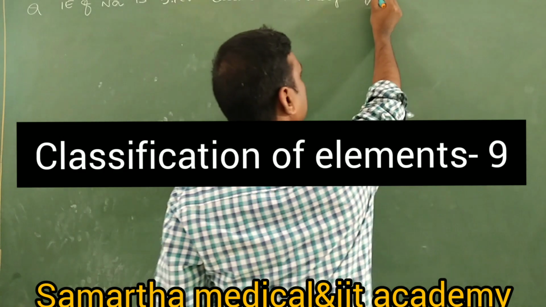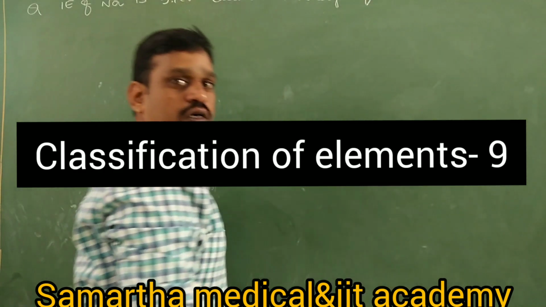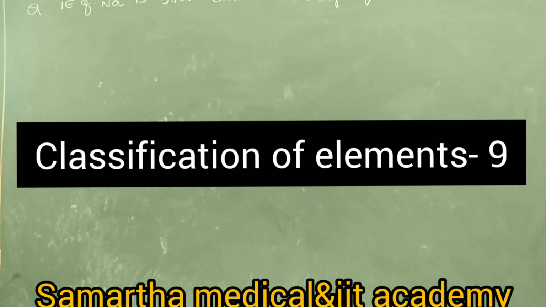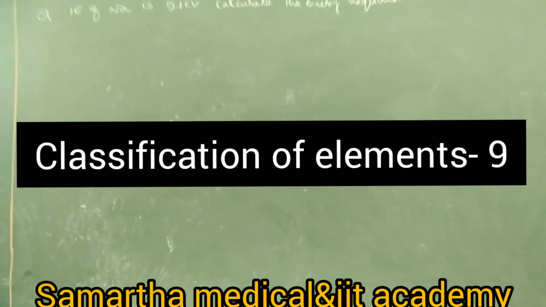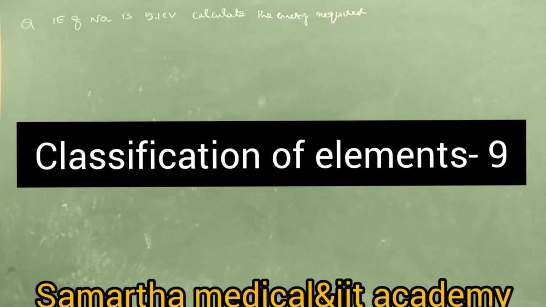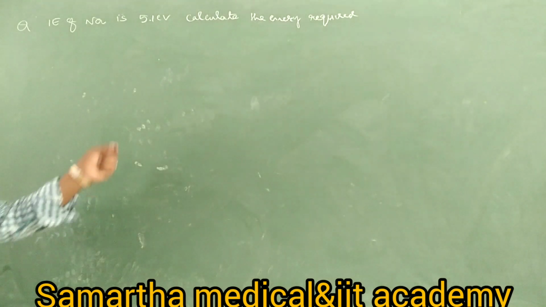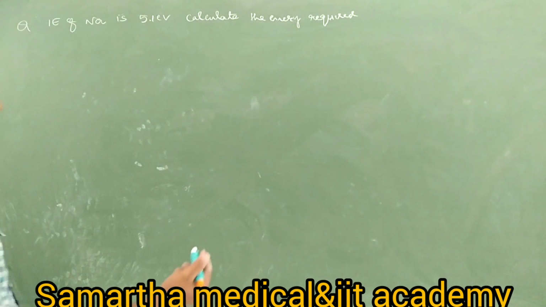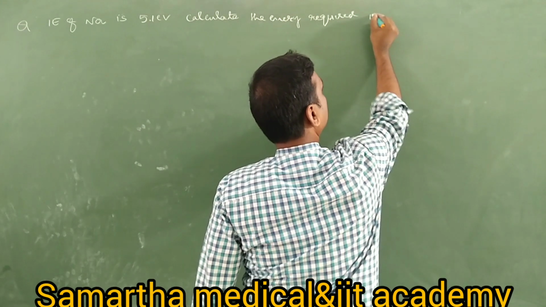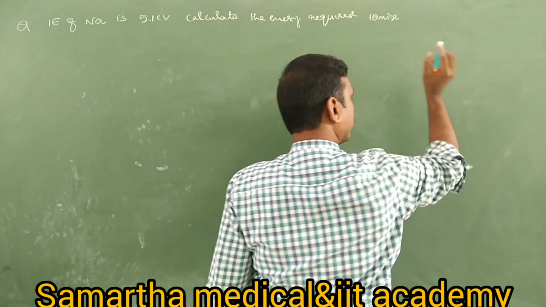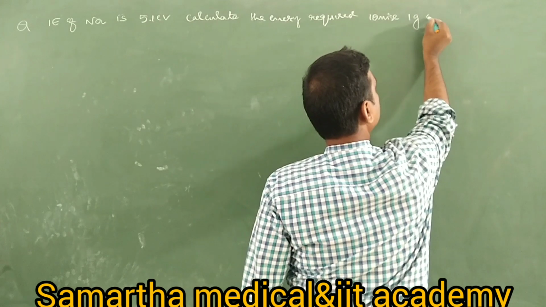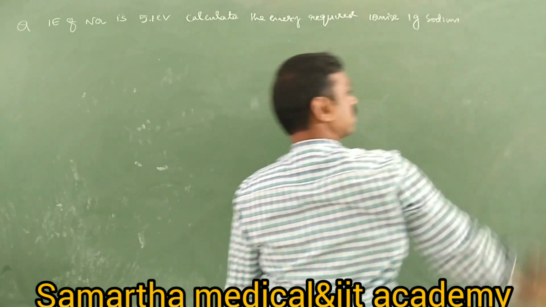to ionize. Right, the ionization enthalpy of sodium metal is 5.1 electron volt. Calculate the energy required to ionize 1 gram sodium in gaseous state.